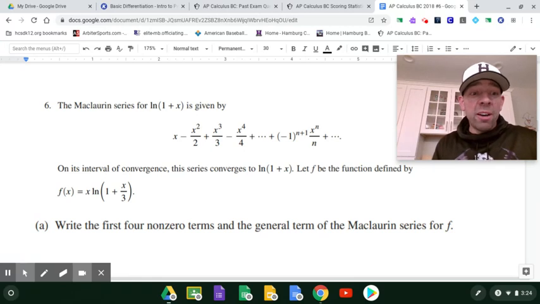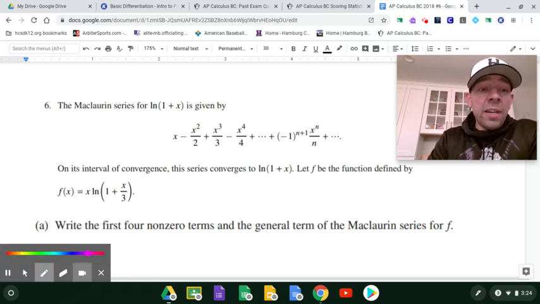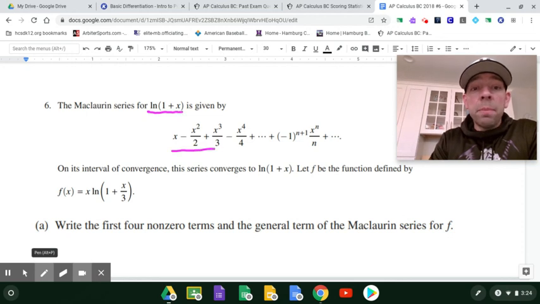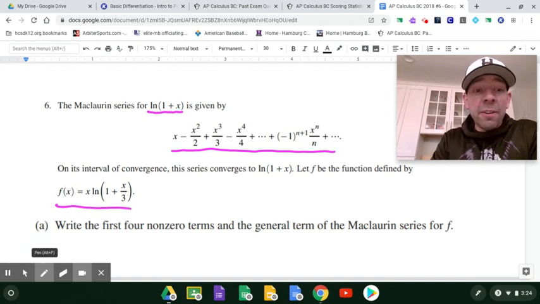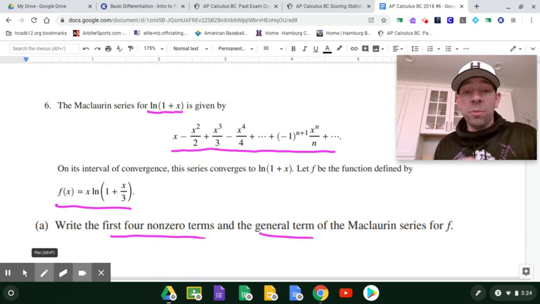So we're starting the day off with this ln of 1 plus x function that has already been built and created for us. We've got the first 4 terms and the general term. And they've introduced us to f here, and we want to come up with the first 4 non-zero terms of f as well as the general term. So let's see how we're going to create a game plan to attack that.